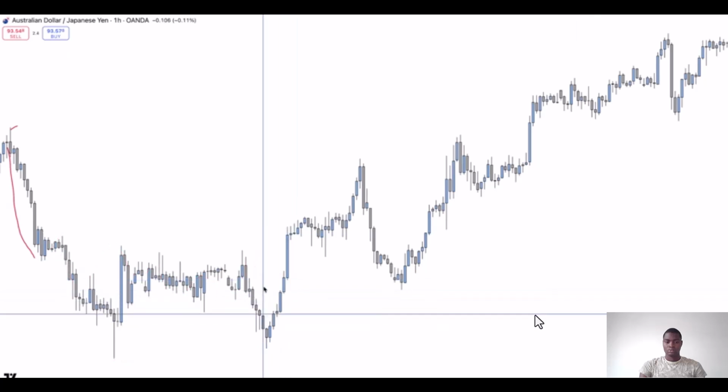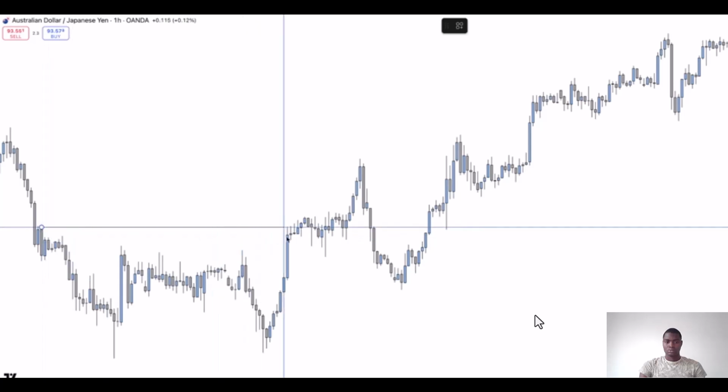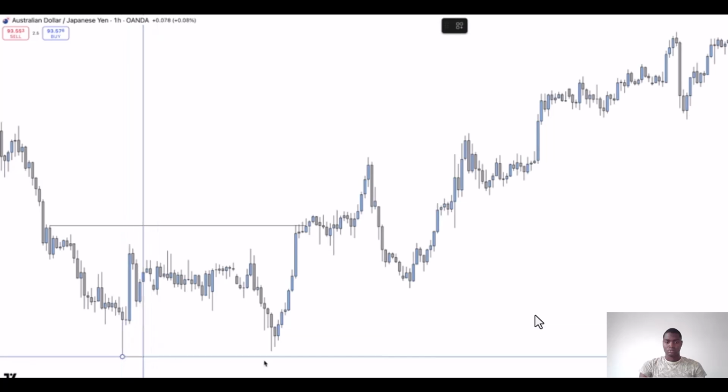So what we would do to approach this is mark our BOS line around this high. We can just put it there to keep it nice and simple. And then we would have a BOS line that we could mark out here.